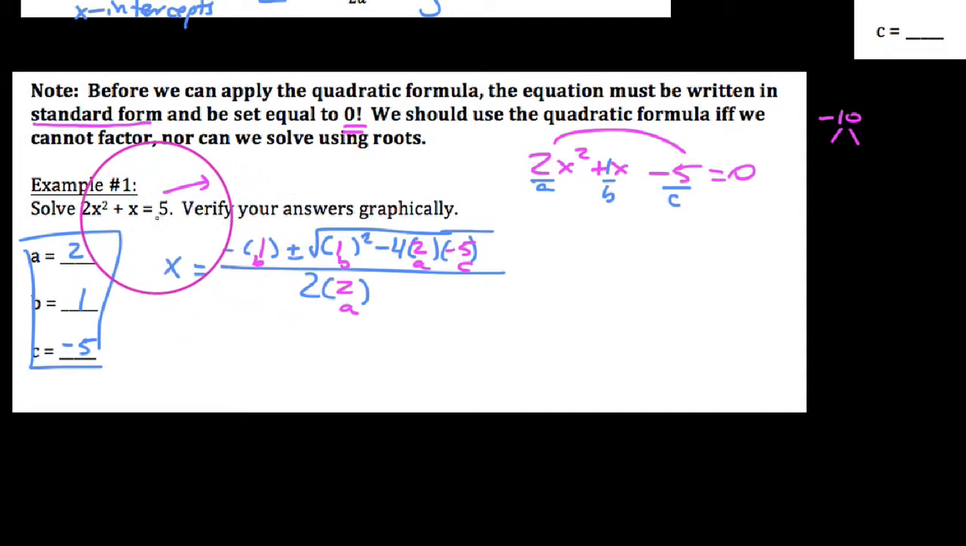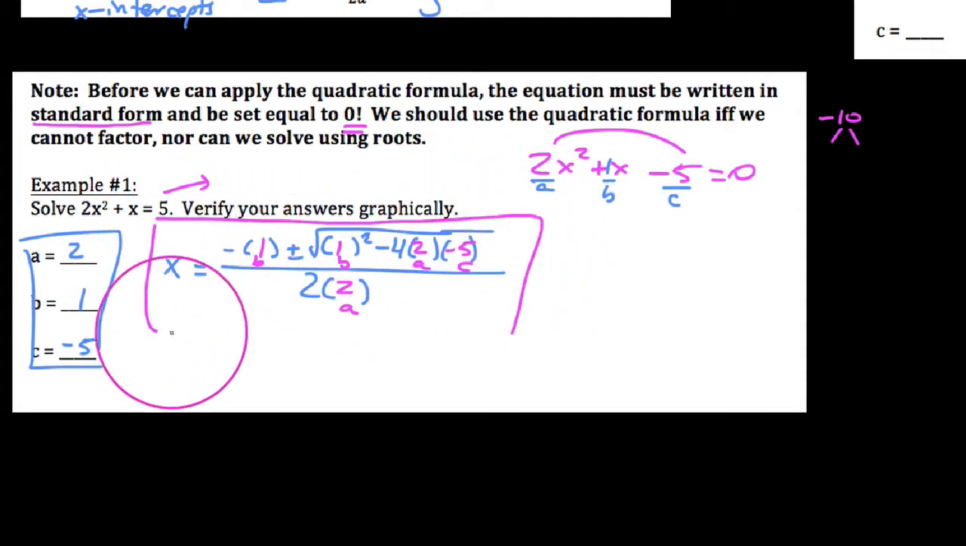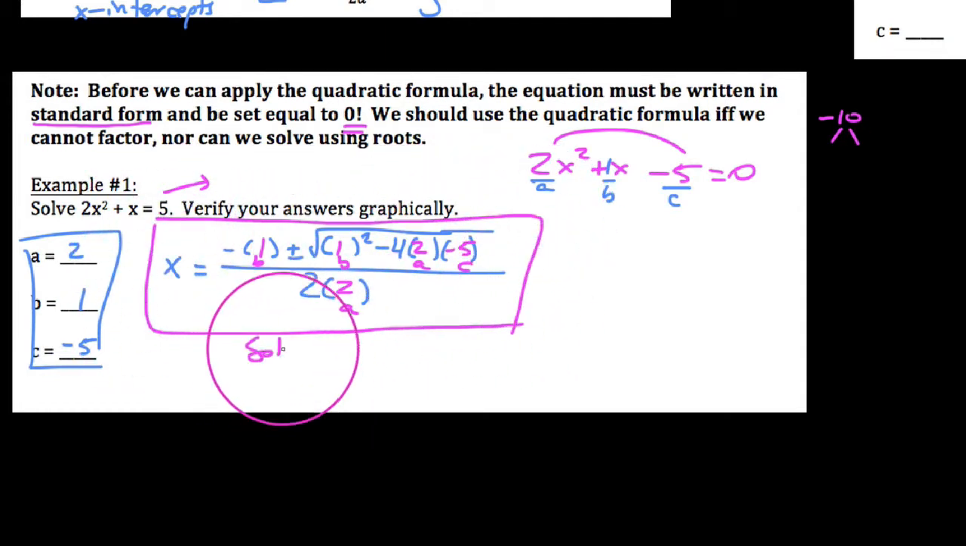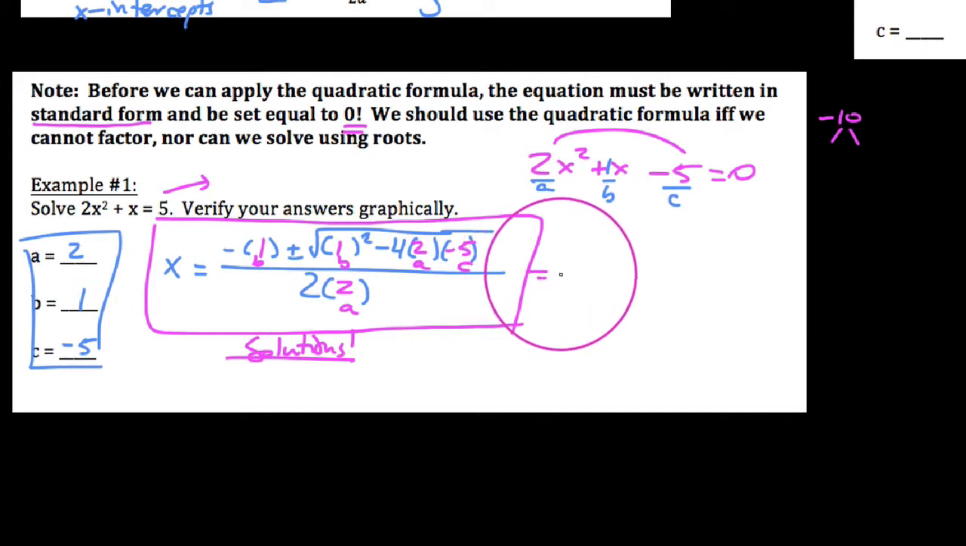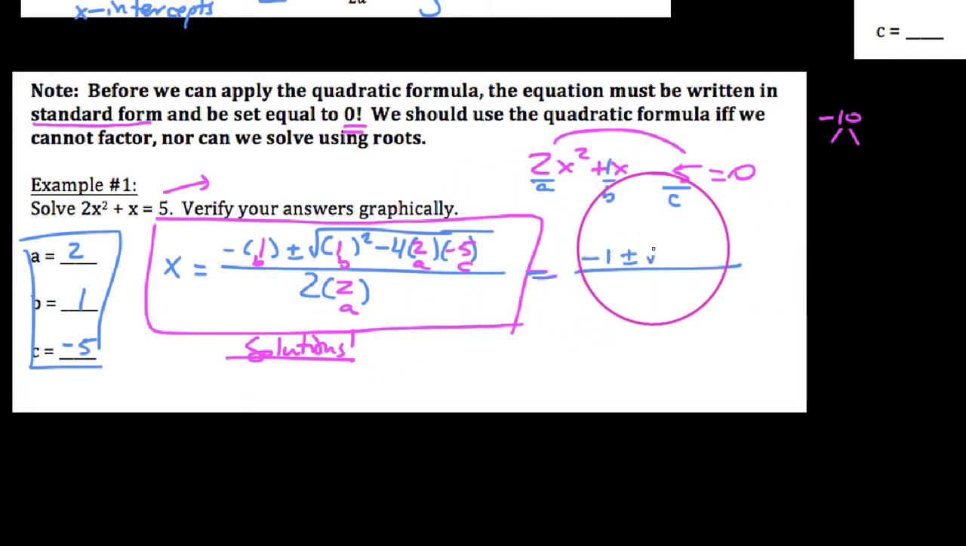Now, what I want you to know is this. Right now, these are the answers. These are the solutions. Right now, we're done. We just need to simplify this. When we simplify expressions in the quadratic formula, the negative b out front and the 2a in the basement are pretty trivial things. They're easy. So I notice that I get negative 1 plus or minus the square root of something all over 2 times 2, which is 4. So I've already cleaned up those parts.